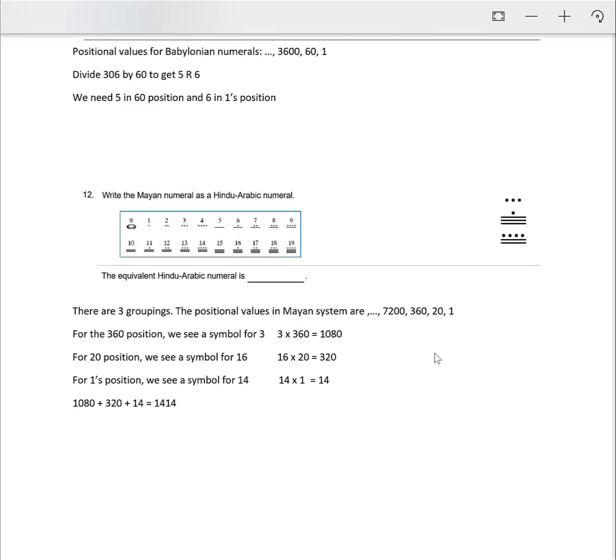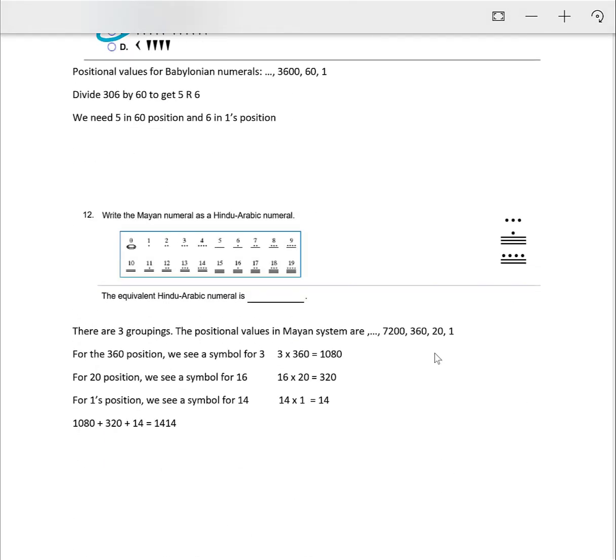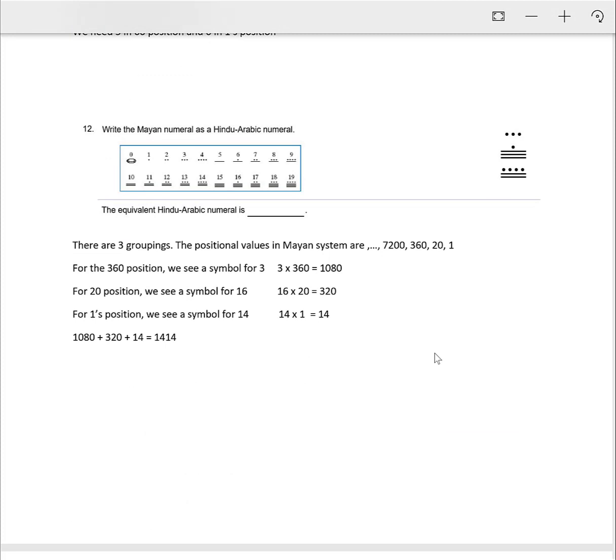And I'm going to stay right over here because the next one is going into the Mayan system. And we have 3 groupings here, and we know the positional values in the Mayan system are 1, 20, and then it's 18 times 20, which gives 360, and then 7,200. And so the top one here is going to be the positions for the 360, and we see a symbol there for 3. So I've got 3 times 360, or 1080.